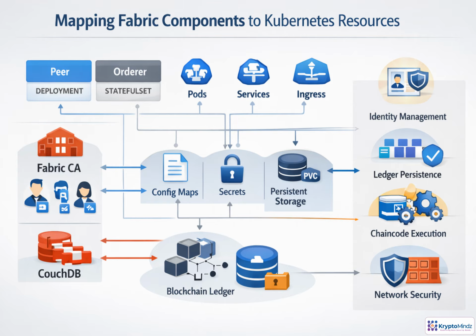Each Fabric component needs the right Kubernetes primitive behind it. Peers and orderers run as pods, often managed by deployments or StatefulSets when stable identity and storage matter. Services expose them, ingress can route external traffic, and network policies limit who can connect. Config maps hold non-sensitive settings. Secrets protect certificates and keys, and persistent volumes preserve ledgers. Fabric CA manages identities, while CouchDB supports rich state queries beside peers.